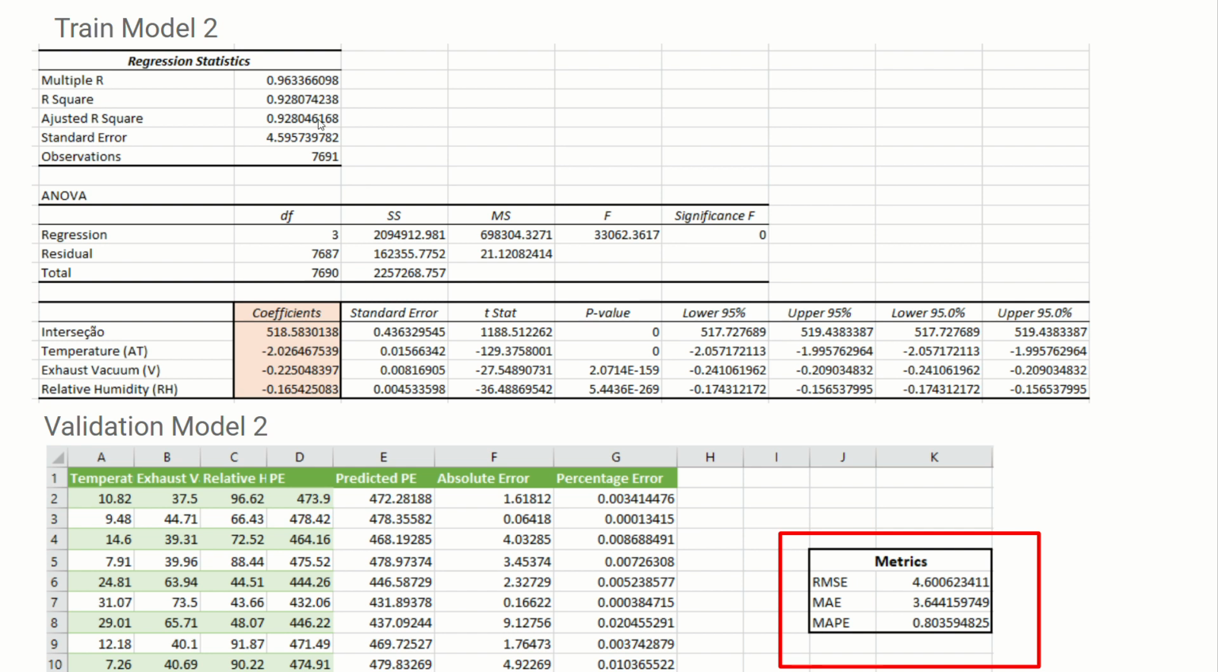This is the result for the train set for Model 2. I find the coefficients and then I apply them to the validation set for Model 2 to find the predicted PE, absolute error, and percentage error. And these are the metrics.